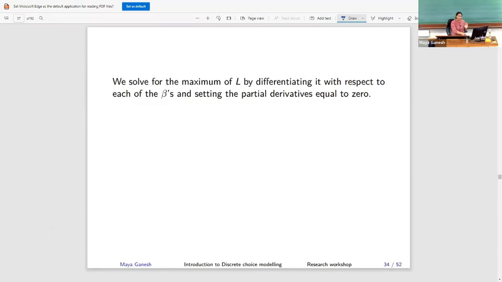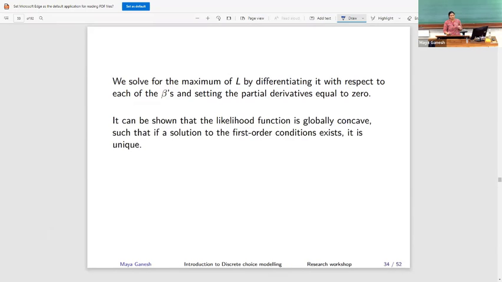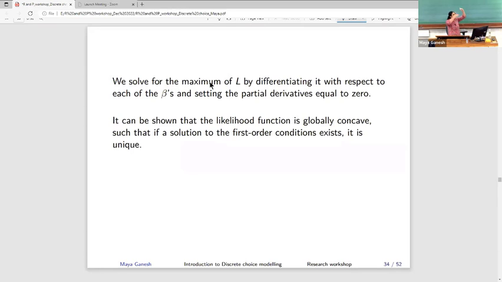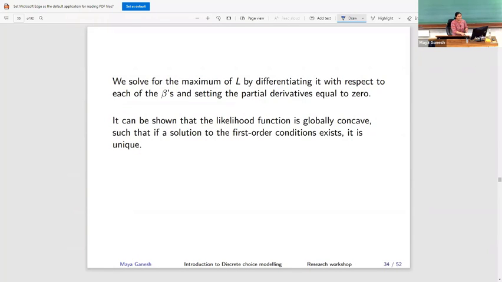And we can show that this likelihood function is globally concave, such that if a first order solution exists, we can show that it is also unique, right? So we can solve the system of k equations and arrive at the betas that we wanted. Remember, what were the betas? These betas are associated with the attributes. In this case, travel time, travel cost, and comfort.